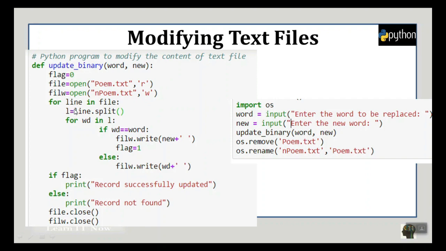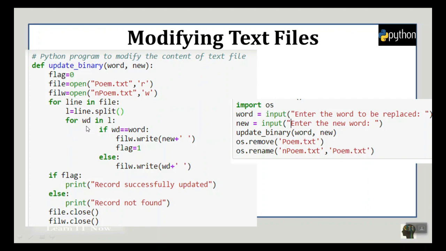After a line is read from a file, it will be split on the basis of space. So whatever content is there, like if in a line we have "Python program to modify the content of text file", now L will contain "Python", "program", "to", "modify", "the", "content", "of", "text", "file" individually. That is a list of words.